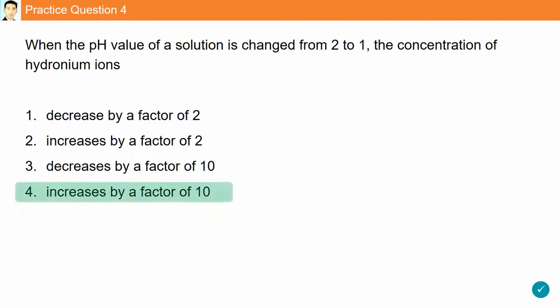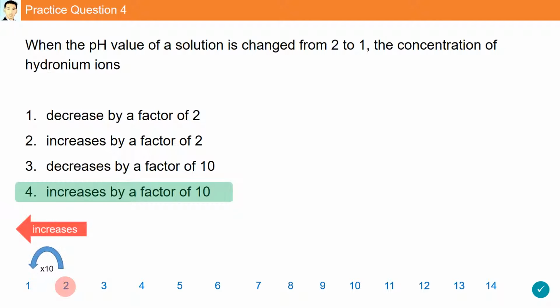Practice question 4. When the pH value of a solution is changed from 2 to 1, the concentration of hydronium ions increases by a factor of 10. Here we are going from a pH of 2 to a pH of 1. It's increasing in the lower direction. It's increasing by a factor of 10.